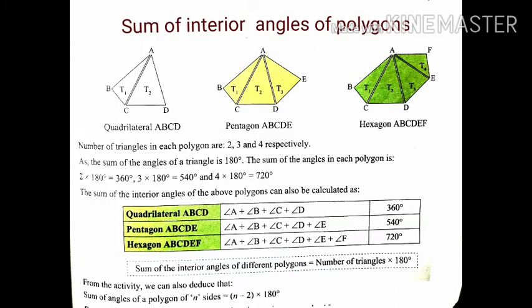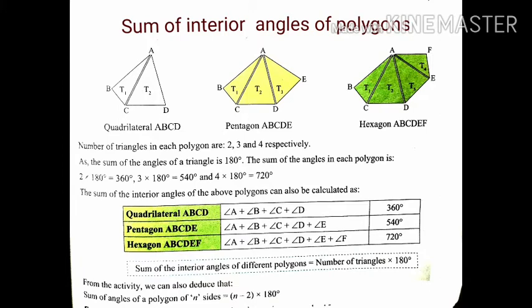So to find the sum of the interior angles, in the quadrilateral there are 2 triangles within, and the sum of the angles of one triangle is 180 degrees. That means 180 degrees times 2 gives you 360 degrees. So the sum of all the interior angles of a quadrilateral is 360 degrees. As pentagon has 3 triangles, 3 into 180 degrees gives 540 degrees, and hexagon has 4 triangles, and 4 into 180 degrees gives 720 degrees.